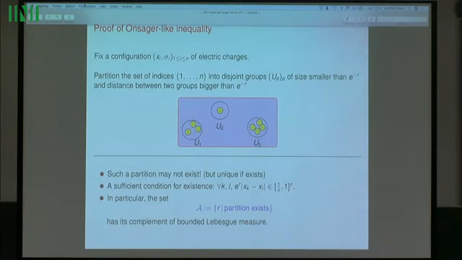Do you require each group to have a charge of 1, minus 1, or 0? When you do the partition, do you require each group to have either 0, 1, minus 1, or it can be? No. The sum of charges? No. For the time being, I don't care about the charge I have inside each cluster. I just want to partition. It's just about location in the space.